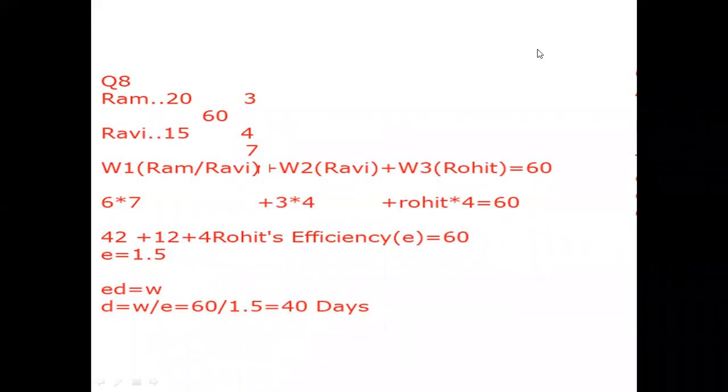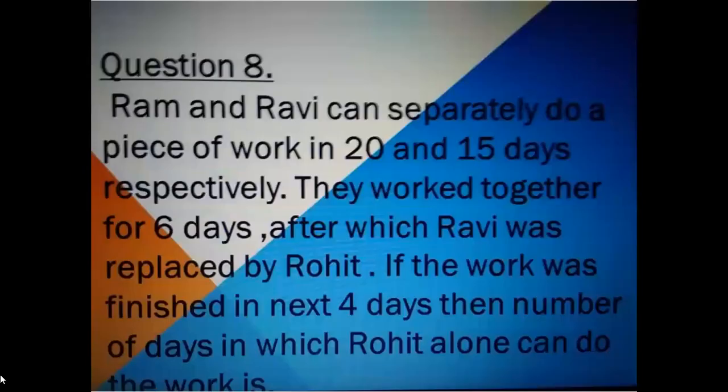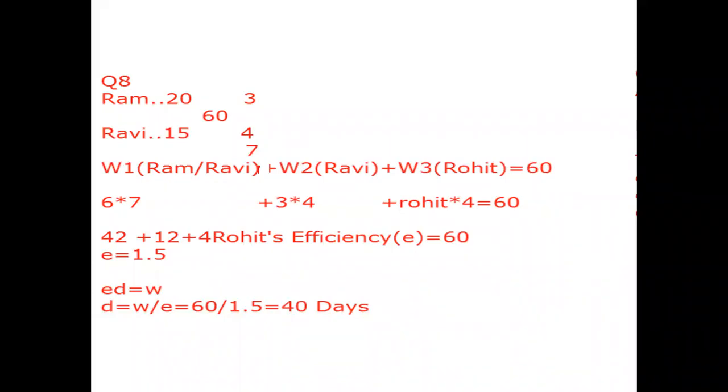Sir, please explain again. See, just your question once again. Initially, Ram and Ravi are doing a piece of work in 20 and 15 days. They work together for 6 days. First of all, you'll find how much work is done by Ram and Ravi in 6 days. See, step number 1, find the LCM, 60. Divide 60 by 20, we're getting 3. Divide 60 by 15, we're getting 4.